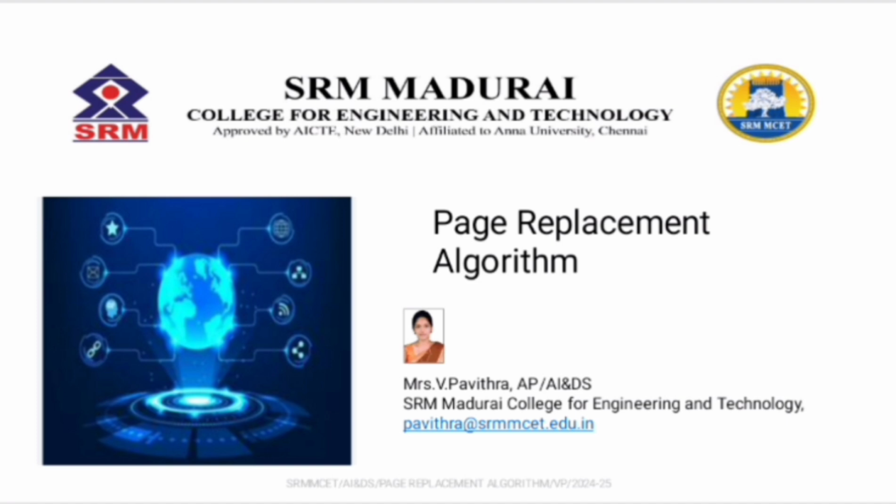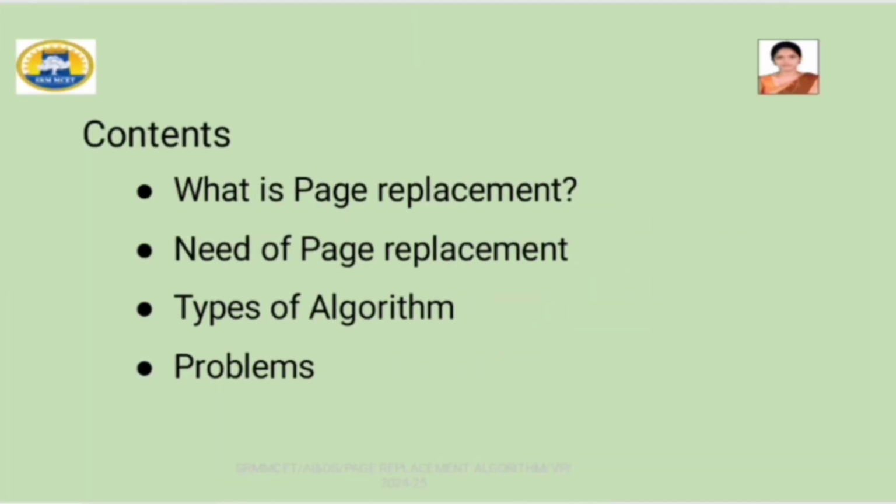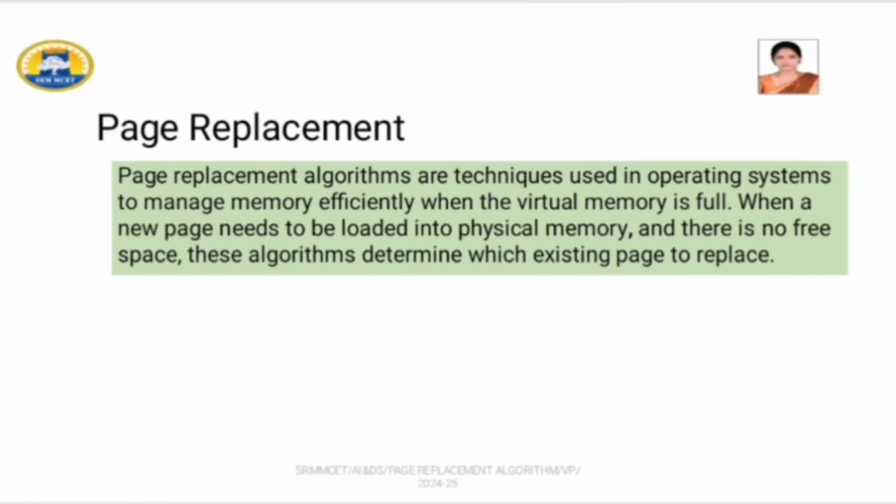Suppose the main memory is full; you can't put the requested page in the main memory. At that time, the operating system has to decide which page has to be swapped out to the secondary memory, and the new requested page is swapped into the main memory. Now, which page is to be replaced? That is decided by the page replacement algorithm. Here we are going to see what a page replacement algorithm is, the need for page replacement, the types of algorithms, and their problems.